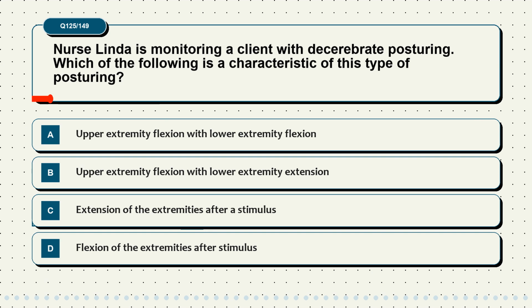Question 125. Nurse Linda is monitoring a client with decerebrate posturing. Which of the following is a characteristic of this type of posturing? Here are the options. Option A. Upper extremity flexion with lower extremity flexion. Option B. Upper extremity flexion with lower extremity extension. Option C. Extension of the extremities after a stimulus. Option D. Flexion of the extremities after stimulus.